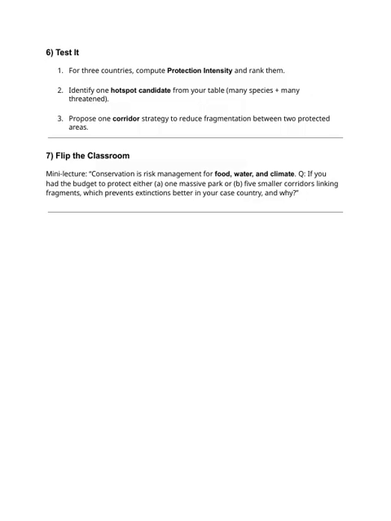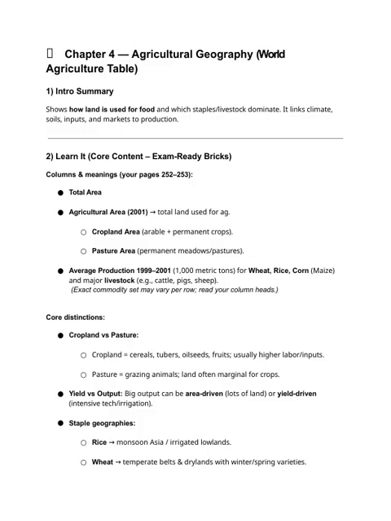Let's take a closer look at Chapter 4, focusing on the agricultural geography of the world, as shown in the World Agriculture Table. Here, we see how land is allocated for food production and which staples and livestock dominate different regions. This table helps us understand the links between climate, soils, inputs, and markets, all of which influence agricultural production. Now, moving to the core content, or what I like to call the exam-ready bricks. We have several columns that are key to interpreting this data, pages 252 to 253.